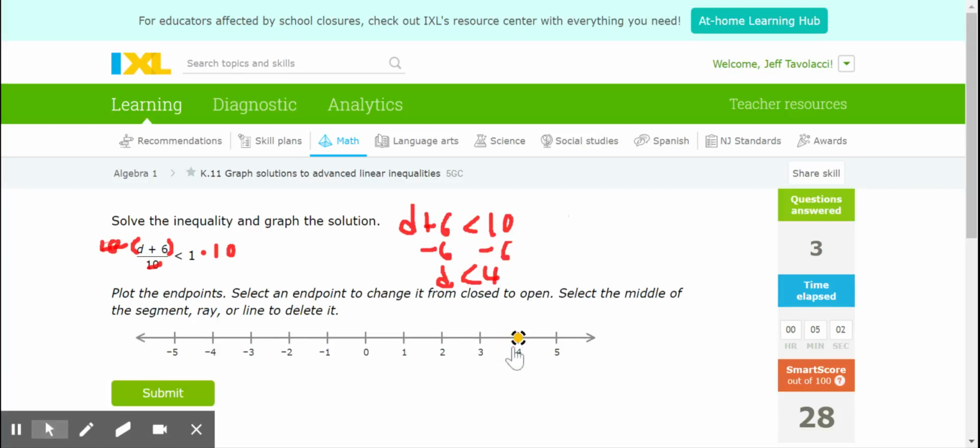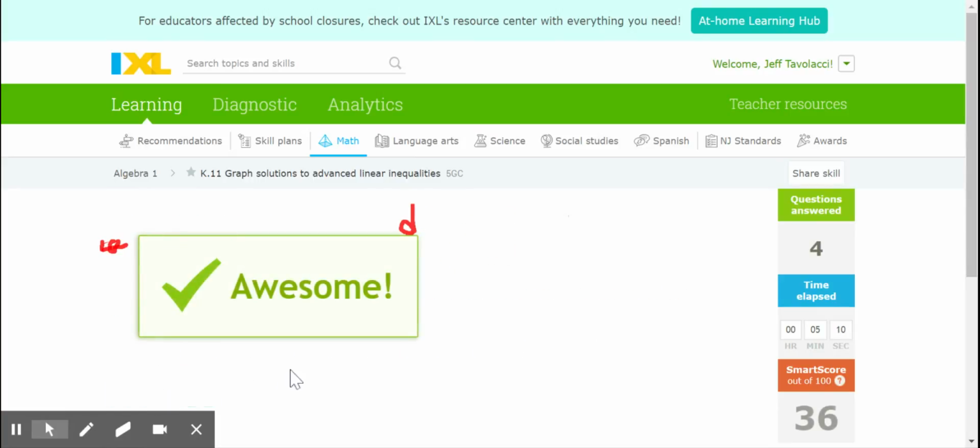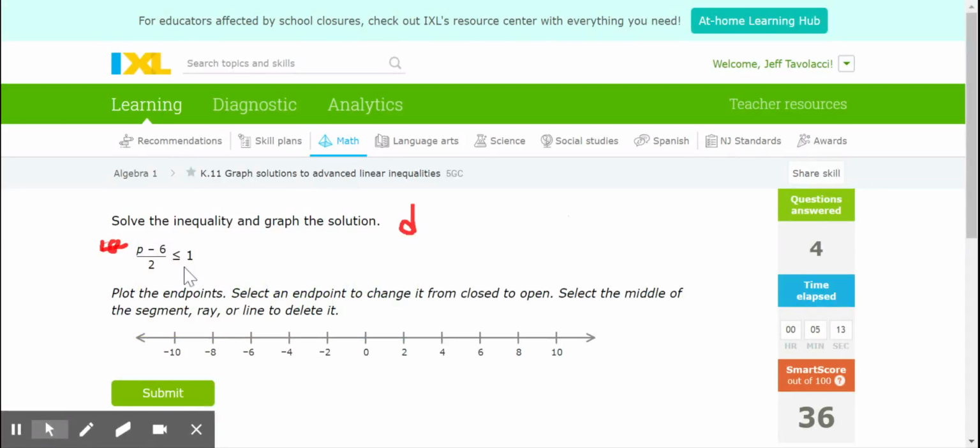4 is our boundary. It's not equal to, so I don't want that location, so I'll hit it again. But I do want every value that is less than 4 and submit. Okay. A lot of these are repetitive, but I'll continue to do a few more.